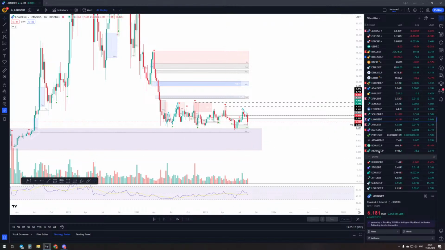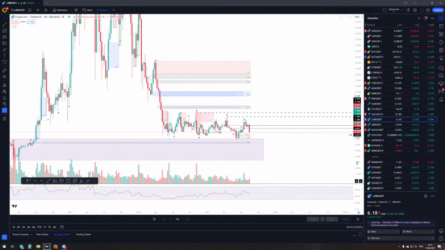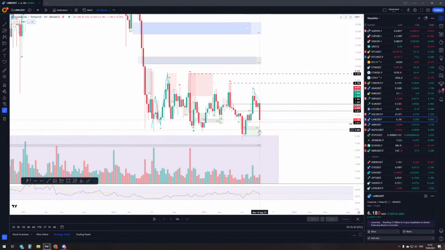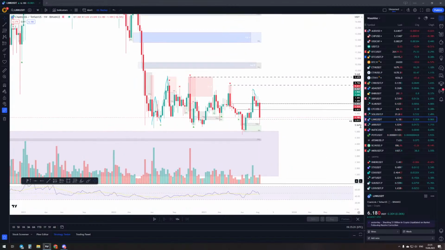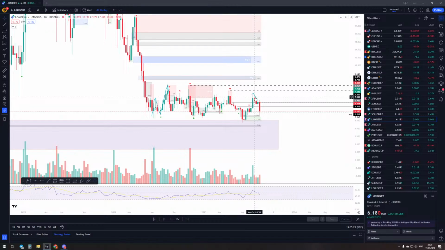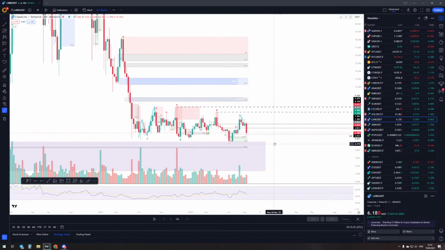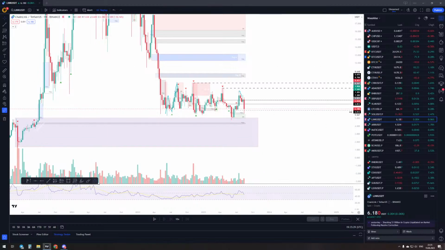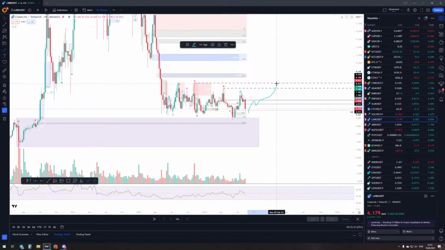We have a range, and we tested this weekly fair value gap, and we have this order block. So more likely we will go down. So we might have some consolidation here in the range. We might chop for a bit.